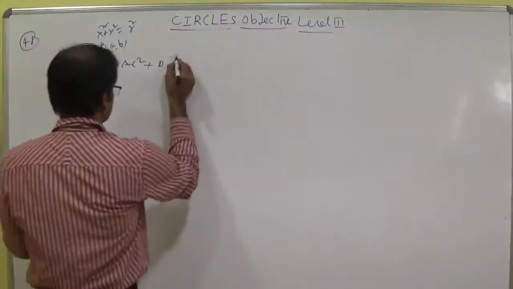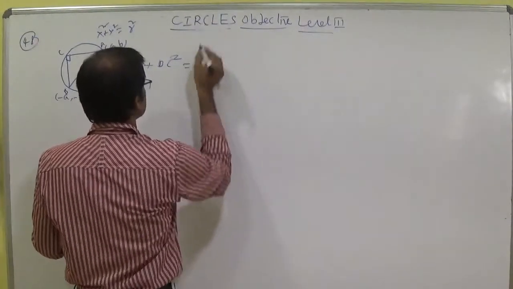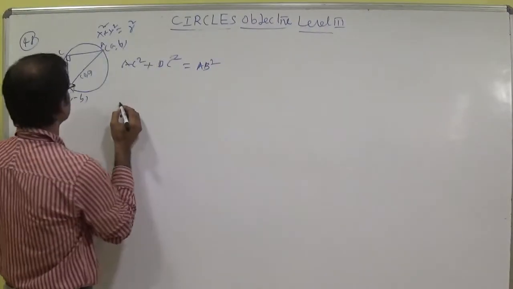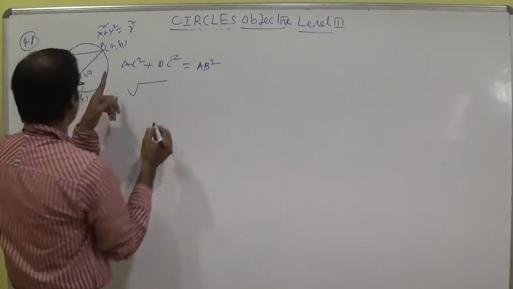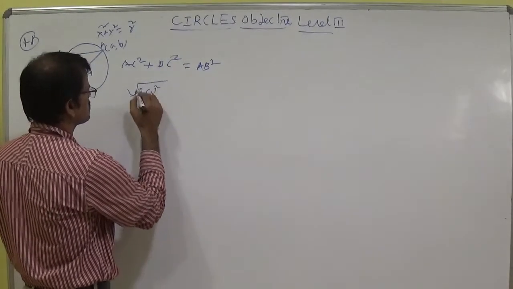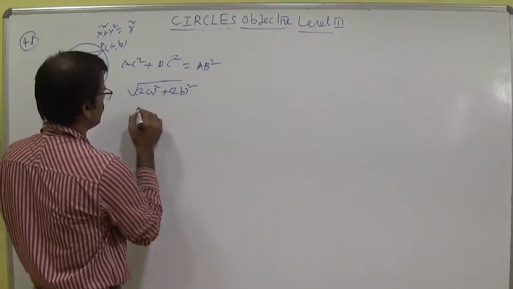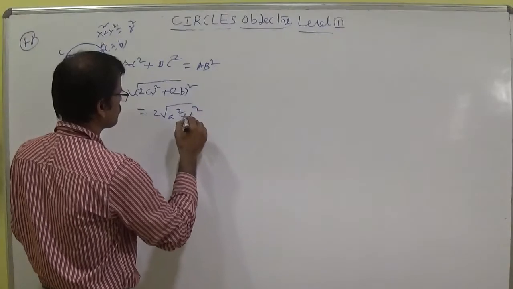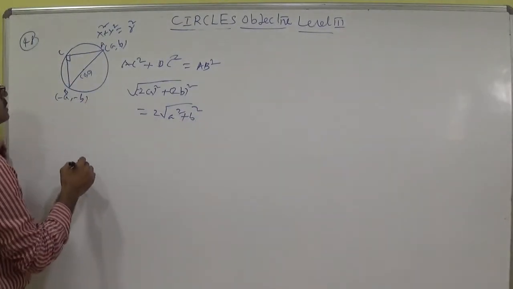AC square plus BC square is equal to AB square. AC square plus BC square equal to AB square. Use the concept; depending upon the option we can verify. Now A plus A whole square, A plus A is 2A whole square we can write, and B plus B is 2B whole square we can write. So this one you can write in the form of 2 into root of A square plus B square, because 4A square plus 4B square.